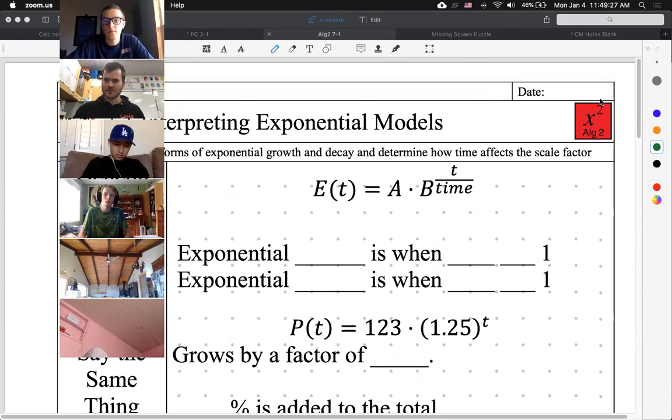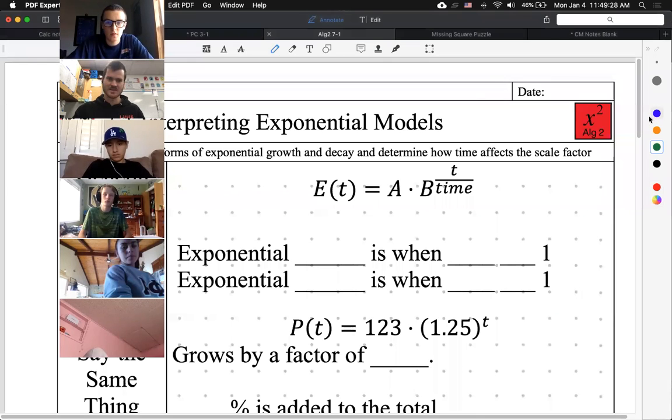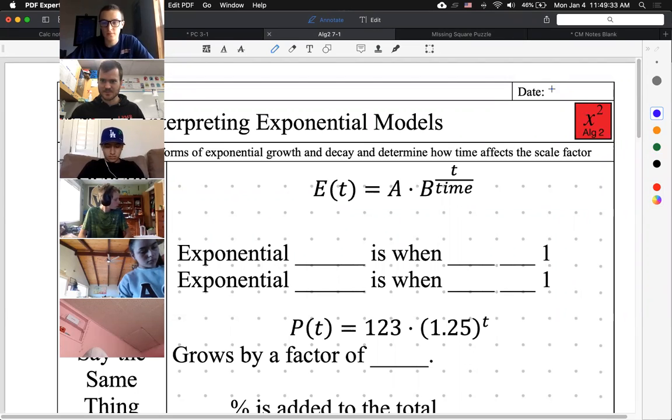Lesson 7-1, our first of probably three lessons on exponential functions for Algebra 2. Today's date is Monday, January 4th, 2021, the new year. Can't be worse than 2020, right? We'll make it better if we try, right?